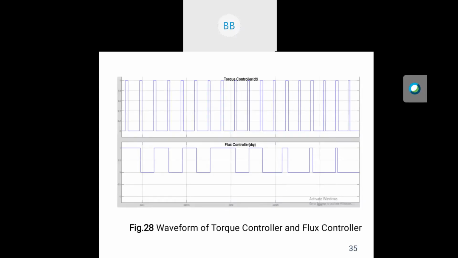Here, if we consider the torque controller waveform, it rises from 0 to 1. 1 means we have to increase the torque, and 0 means that the torque should remain unchanged. So in this way, the torque controller and flux controller operate.